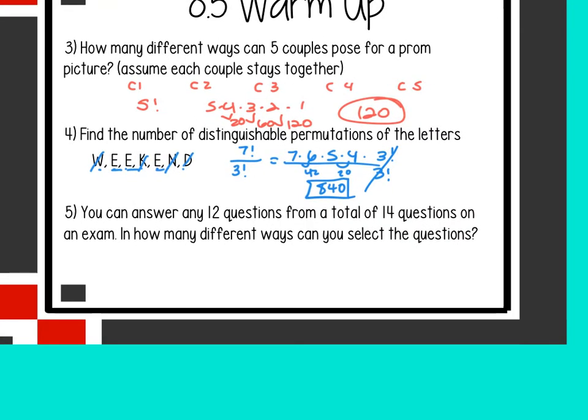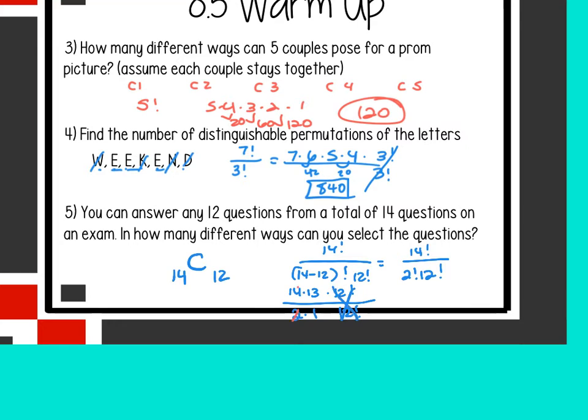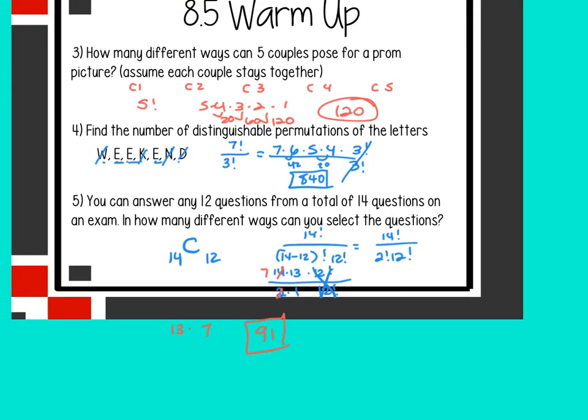So this would be C 14, 12. 14 factorial over 14 minus 12 factorial times 12 factorial. 14 minus 12 is 2. So I get 14, 13, 12 factorial over 12 factorial times 2 times 1. These are going to cancel. 2 goes into 14 7 times, and it's 13 times 7, or 91 different ways.